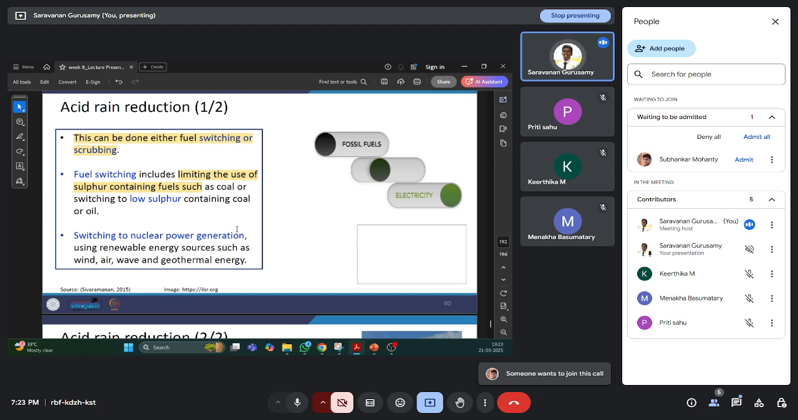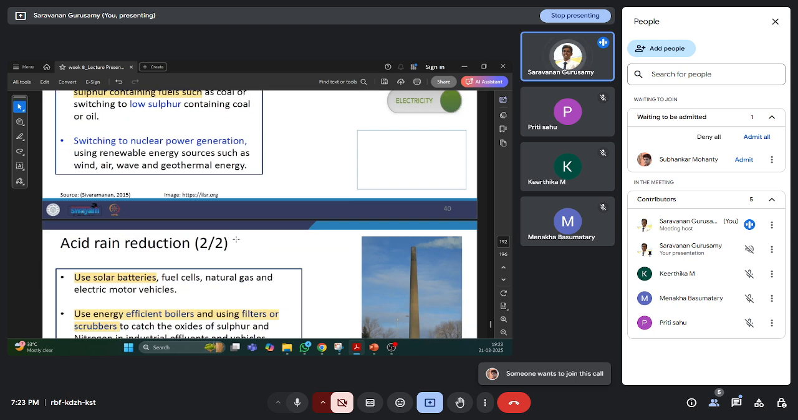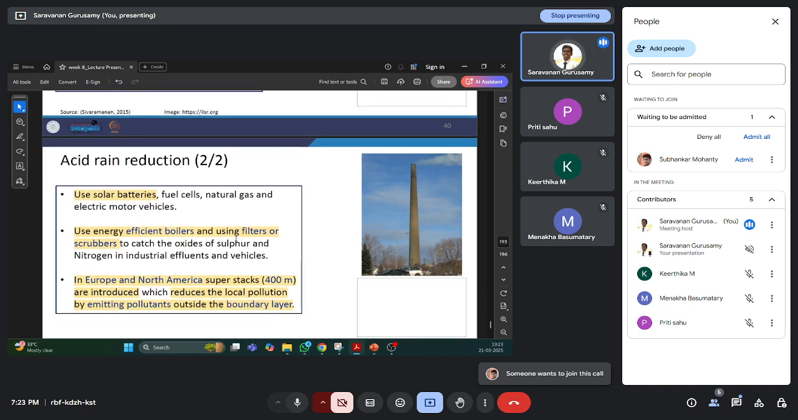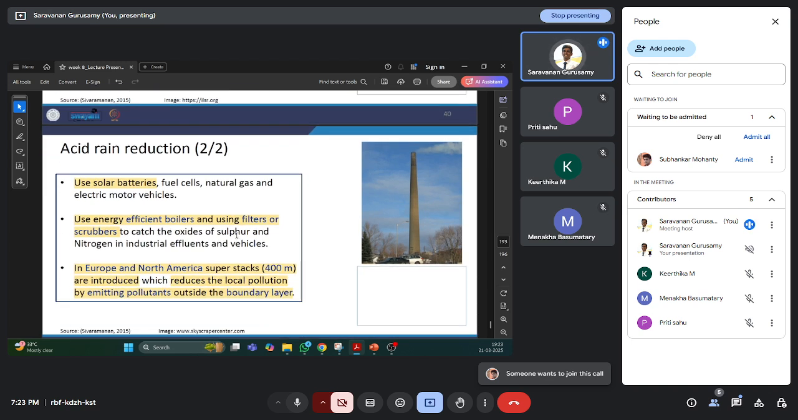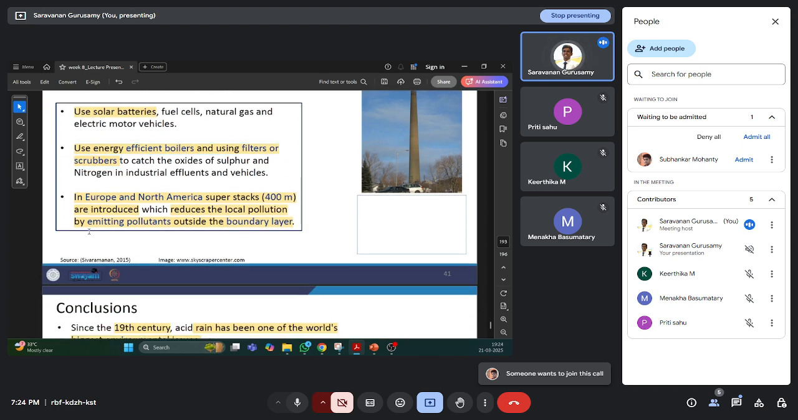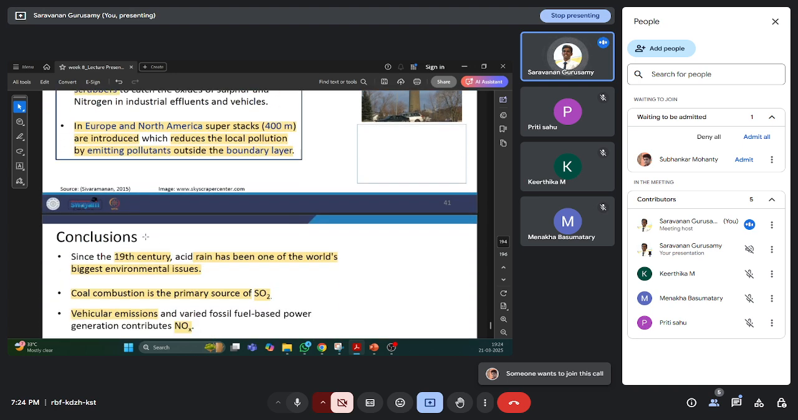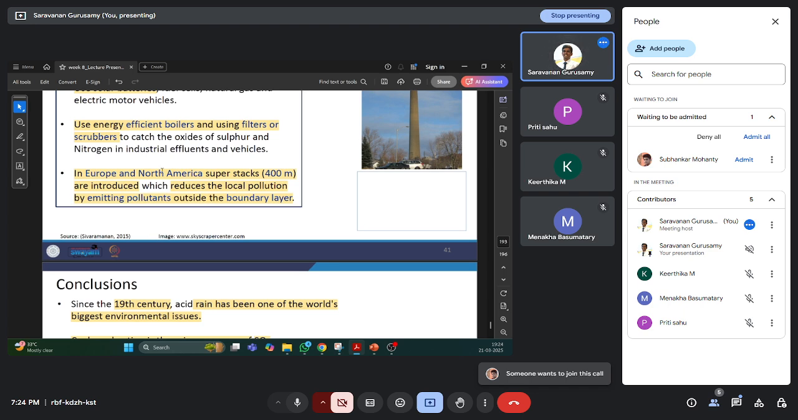So fuel switching is limiting the use of sulfur containing fuels, which will reduce the source of emission of sulfate. If we are not emitting sulfates and nitrates, there won't be any acid rain. So that's called switching, and switching to nuclear power generation instead of thermal power. Thermal power plants emit a lot of SO2 and NO2. Use of solar batteries, energy efficient boilers, and filters and scrubbers are all other ways of scrubbing the oxides of sulfur and nitrogen before emitting into the atmosphere.